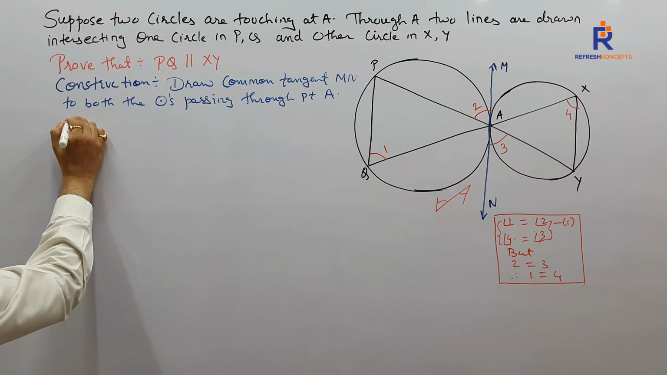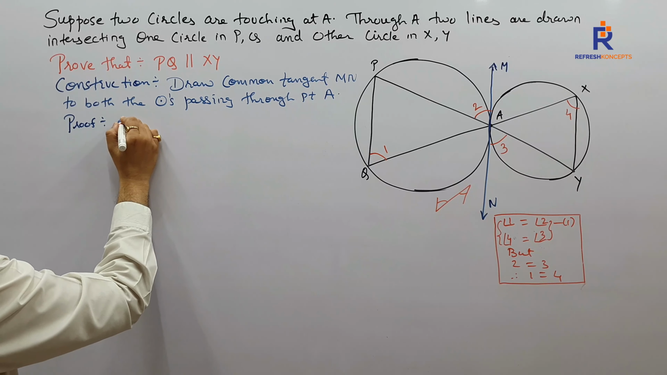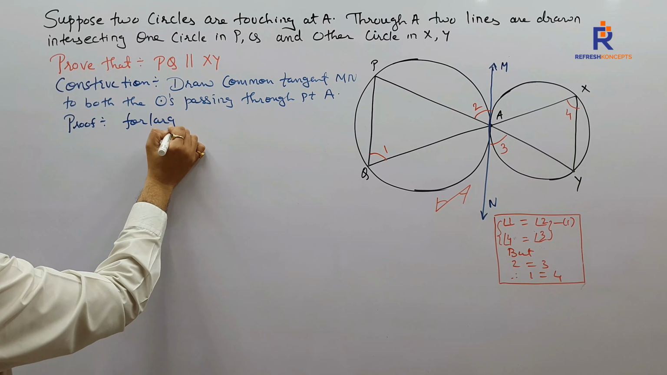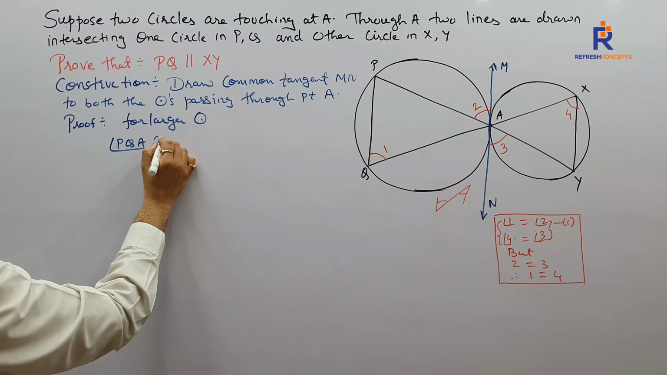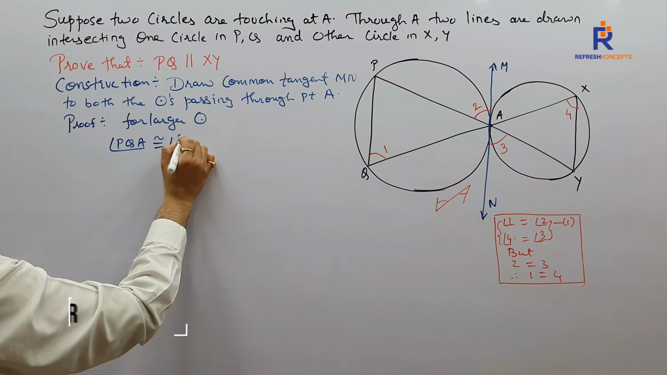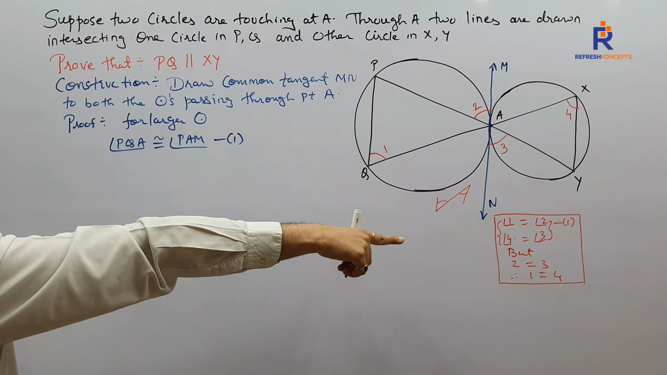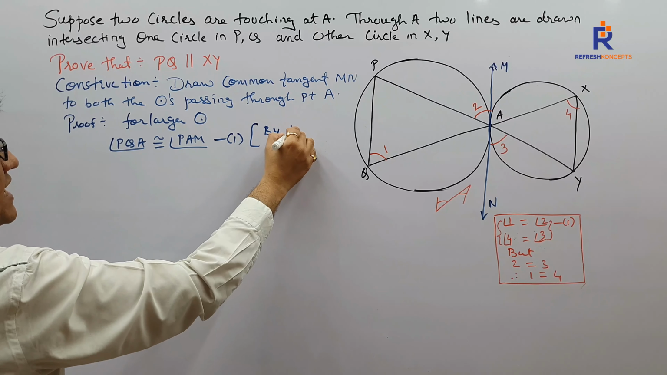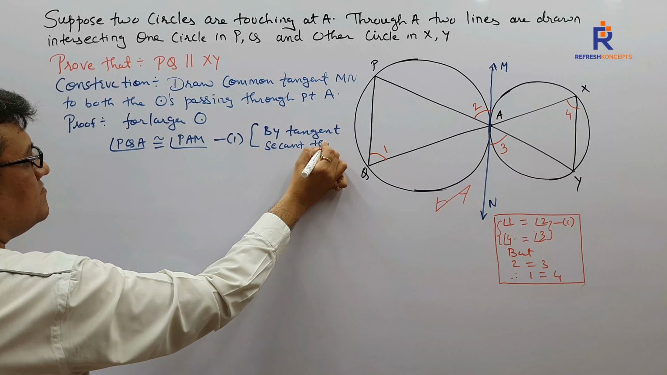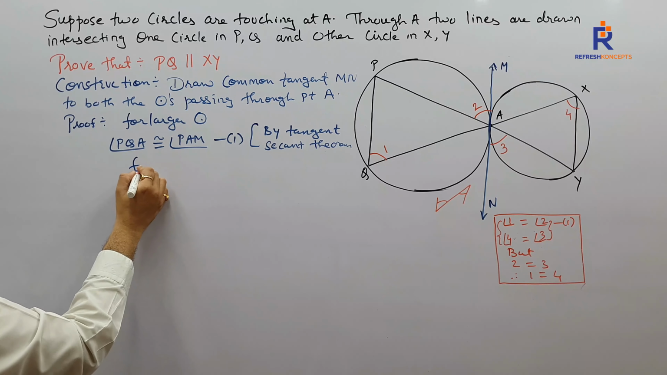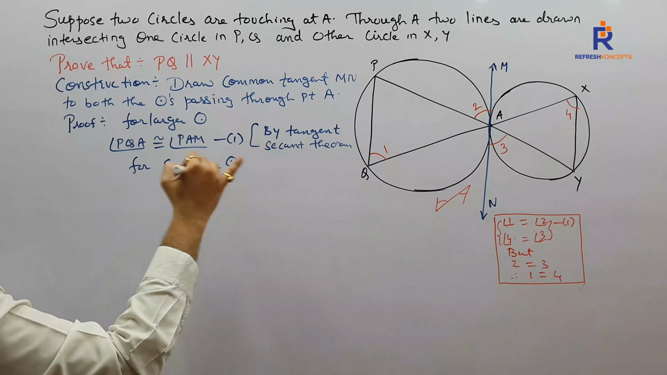So our proof starts now. What is our proof trying to say? We shall be saying it on the same lines. For the larger circle, angle PQA is congruent to angle PAM. That's what I'm doing. Equation number 1, following the skeletal solution, by the tangent secant theorem. For the smaller circle, whatever I did for the larger circle.